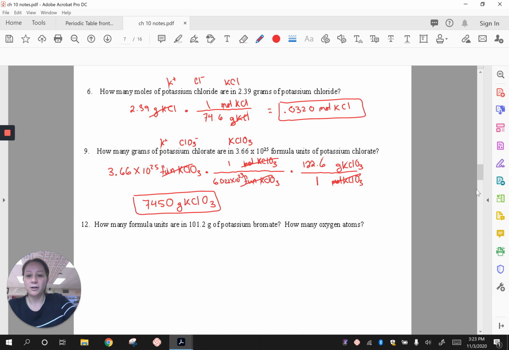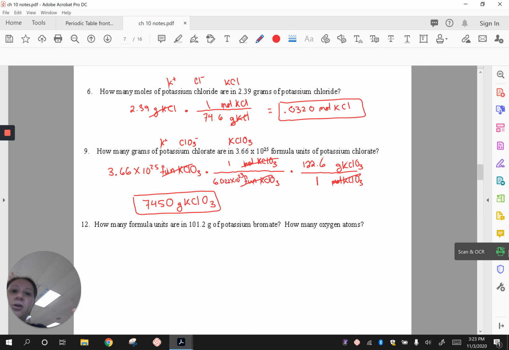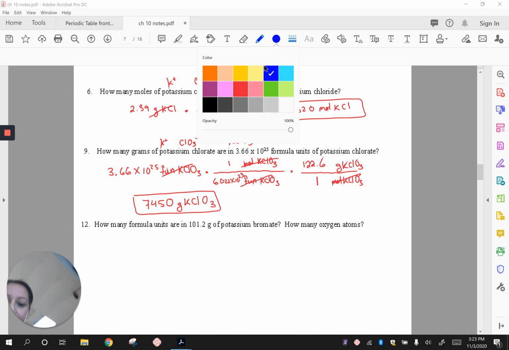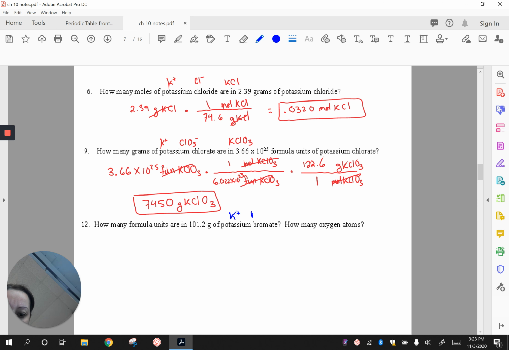Let's try number 12 next. Number 12 says, how many formula units are in 101.2 grams of potassium bromate? And how many oxygen atoms are there? So let's start with how many formula units are in 101.2 grams of potassium bromate. I'm going to first start by figuring out what my potassium bromate is. So ionic again, you've got to balance out your charges. So KBrO3. I'm going to write down what I have, 101.2 grams of KBrO3.